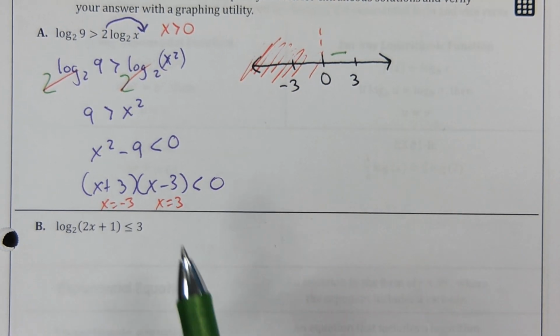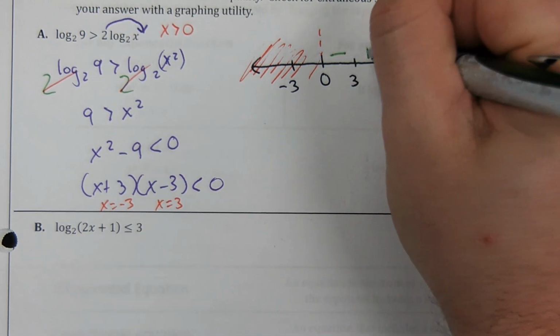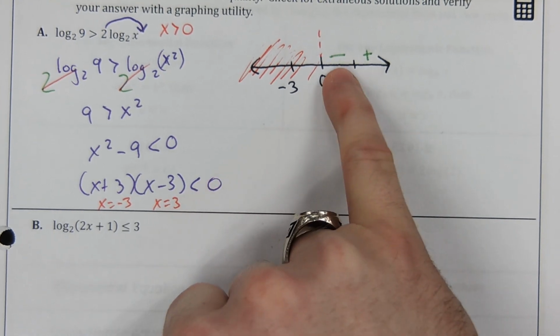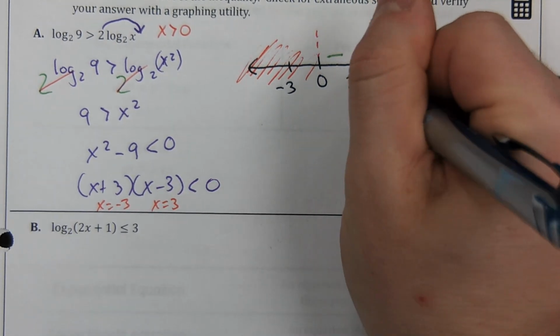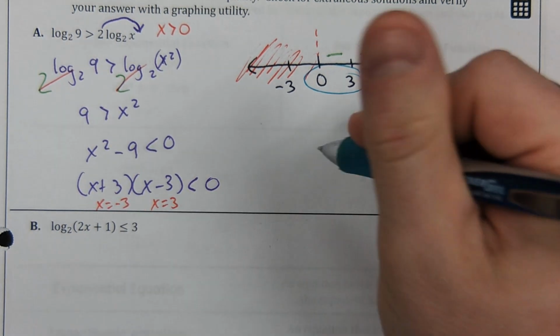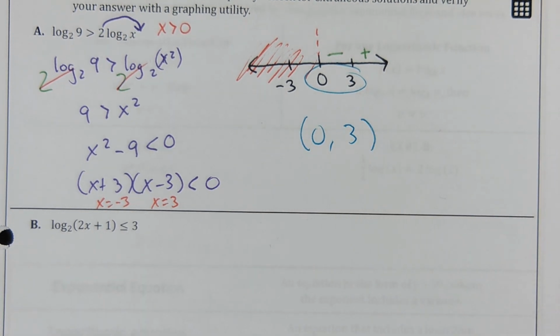Grab x equals 4. 4 plus 3 is positive. 4 minus 3 is positive. Product of two positives is a positive. And we were hunting for numbers that were less than 0, which are negative numbers. So this is our solution set from 0 to 3. Ta-da!